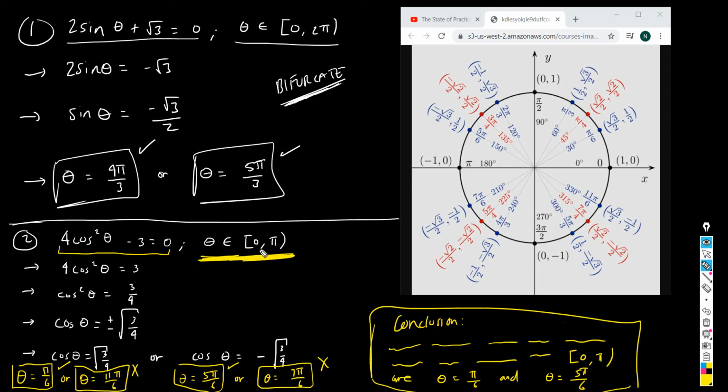So that's what it means to solve an equation over an interval. It means that only those solutions that fall within that interval in particular are going to be accepted. Any other solution, even though mathematically correct, will be discarded. That's what it means.